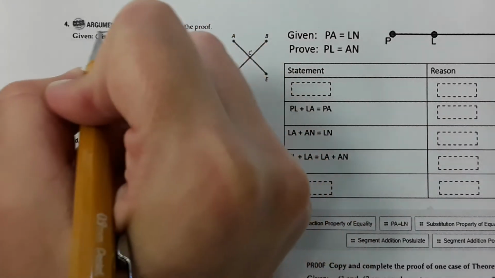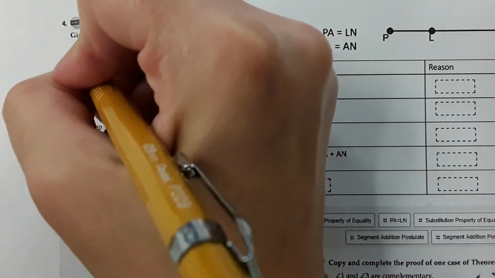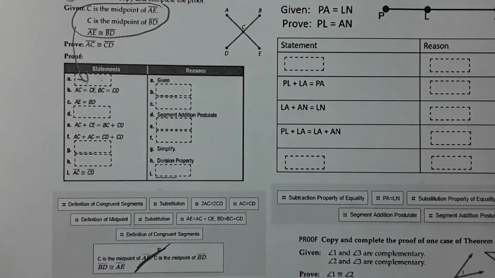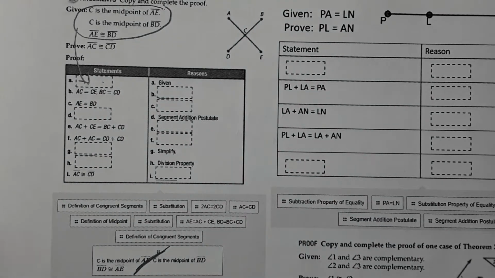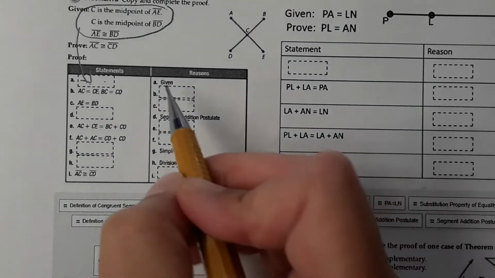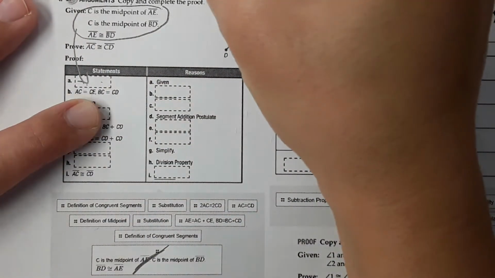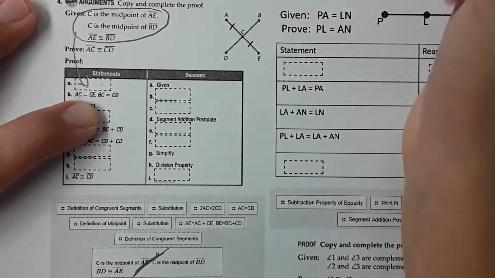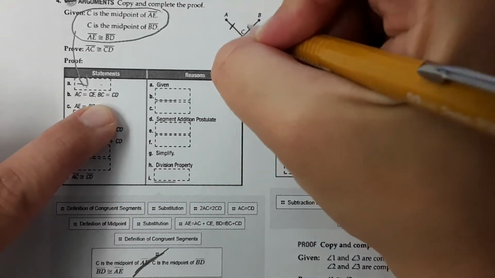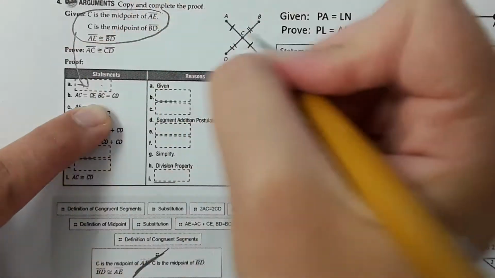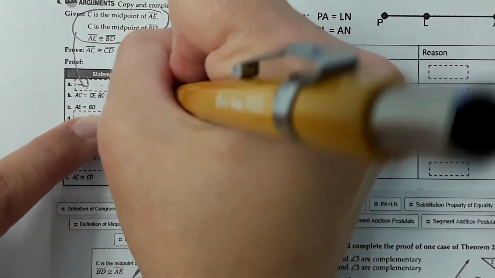Here in this case, our given is way too big to squeeze into that box, so we're just going to draw an arrow and then cross it off down here. And they already labeled it given. Then the next statement says that AC is congruent to CE and BC is congruent to CD, which makes sense because it did say C is the midpoint, so that's definition of midpoint.